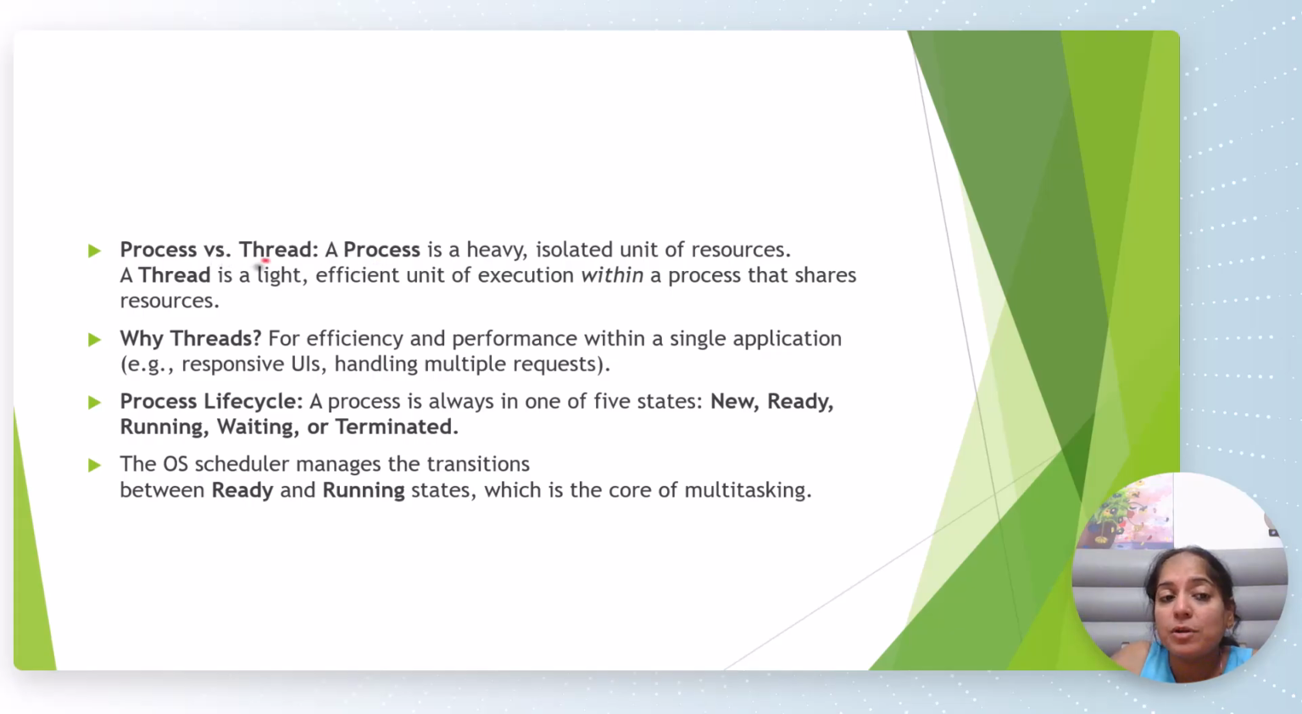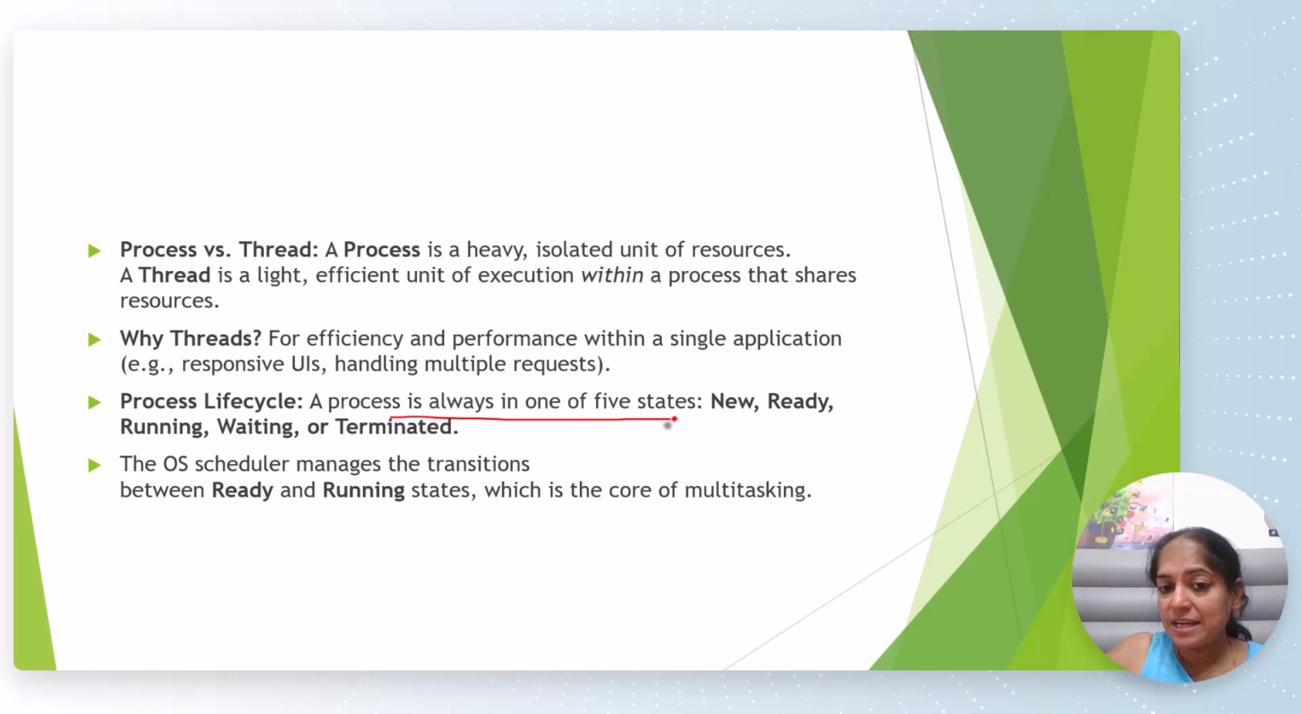If we compare processes and threads, a process is a heavyweight process, an isolated unit of resources, because every process has its own resources which they do not share. Whereas a thread is a lightweight process, an efficient unit of execution within a process. Since a thread is a part of a process, threads share all the resources given by the process. For efficiency and performance within a single application, we use threads.